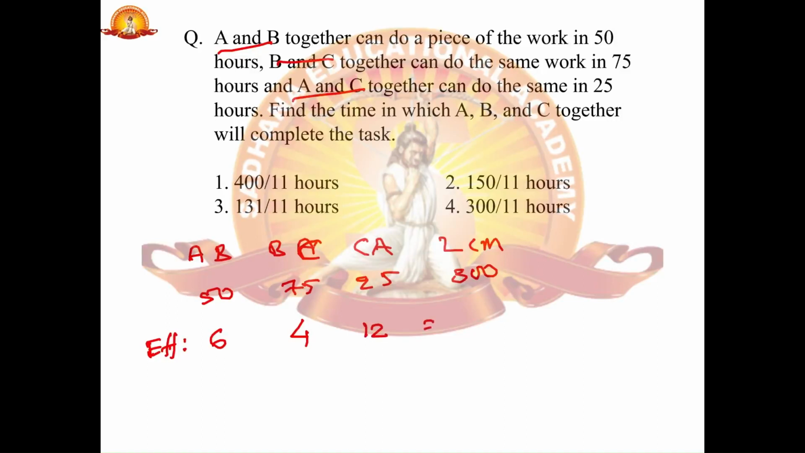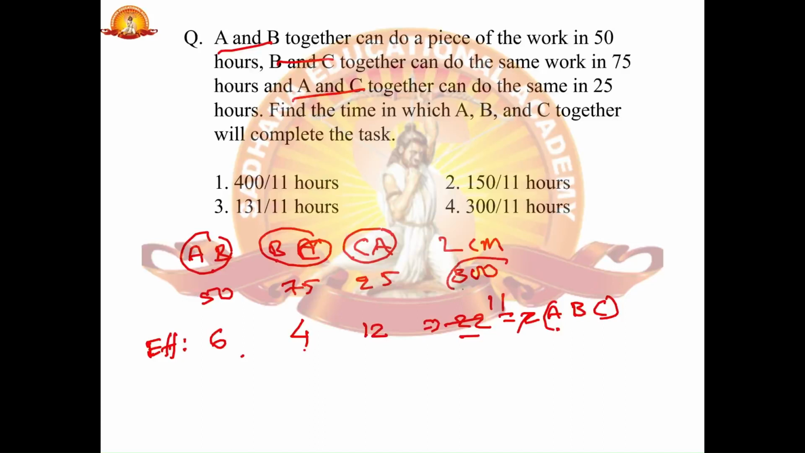Their collective efficiency will be 6 plus 4, 10, 10 plus 12, 22. This is the efficiency of all three groups AB, BC and CA. If I mix these three groups, I will get double of A, double of B, double of C. So that means double of ABC efficiency is 22. Therefore, ABC collective efficiency is 11 units per hour.